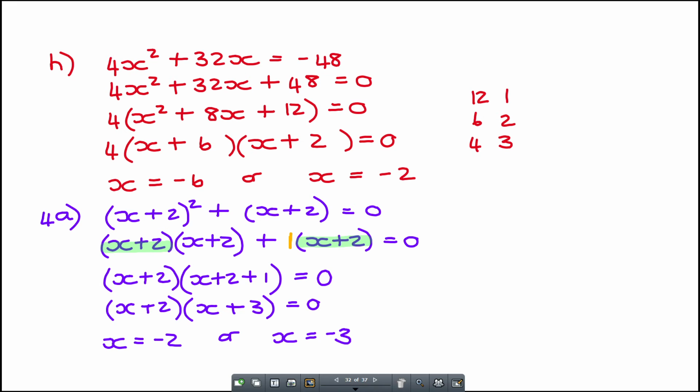And then from there, if I make this bracket equal to 0, x will be minus 6. If I make this bracket equal to 0, x will be minus 2. Any questions?